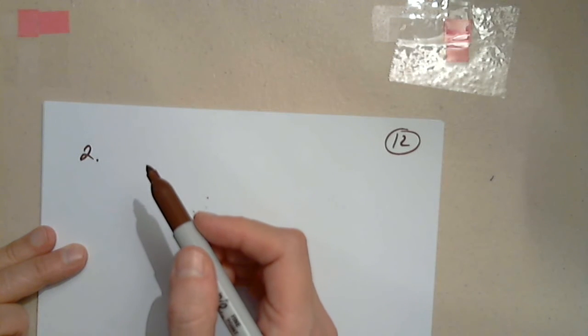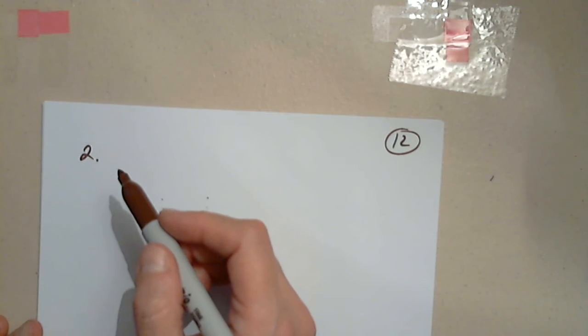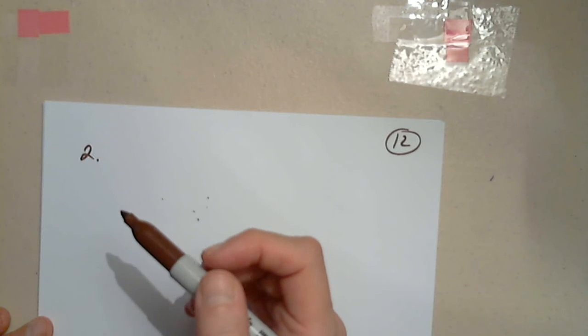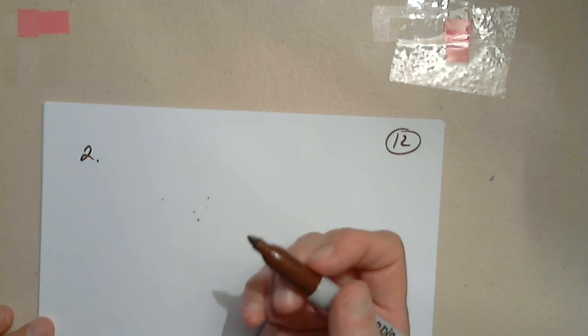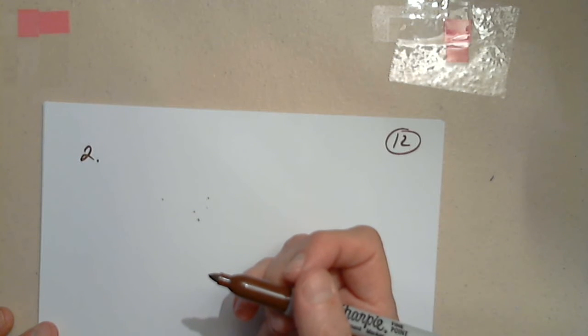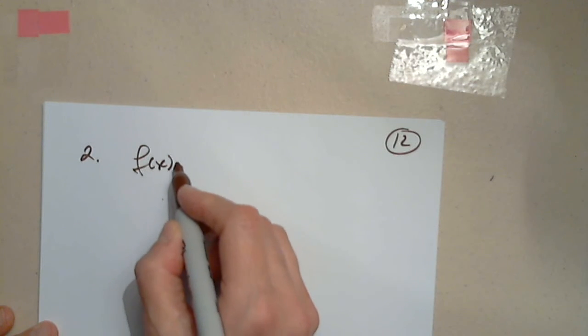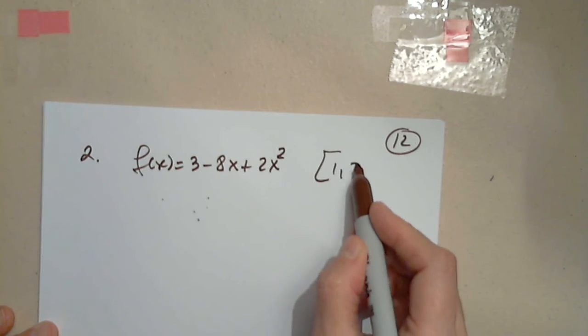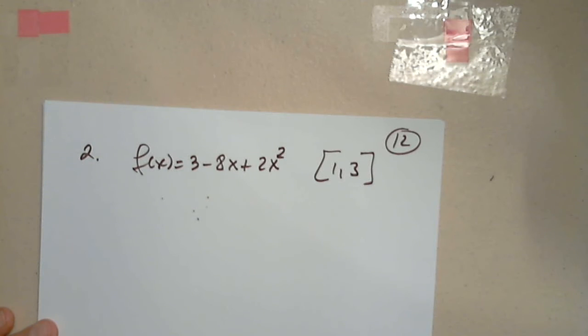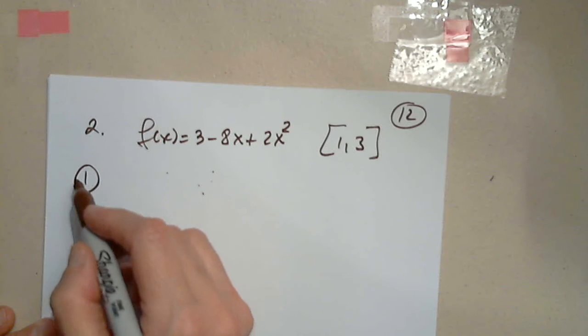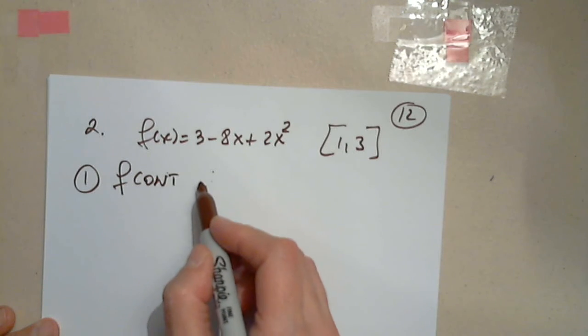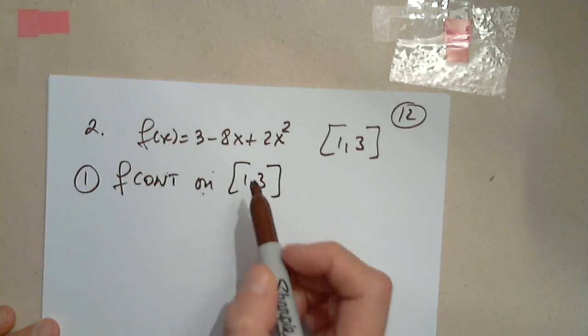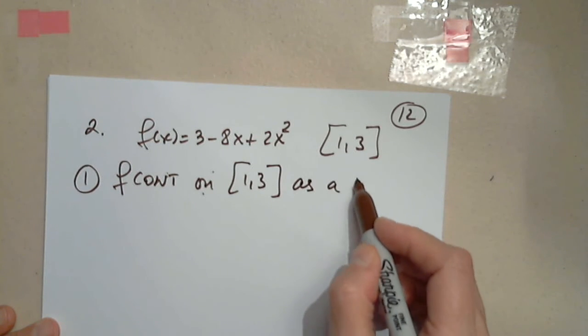So I'm looking at problem 2 in WebAssign. Verify that the function satisfies the 3 hypotheses of Rolle's theorem on a given interval. And then find all numbers C that satisfy the conclusion. So we are given a function that is 3 minus 8x plus 2x squared, and the interval given to us is 1, 3. Okay, so in number 1, if you remember, we have to show that the function is continuous on the 1, 3. It is. It's a polynomial function.